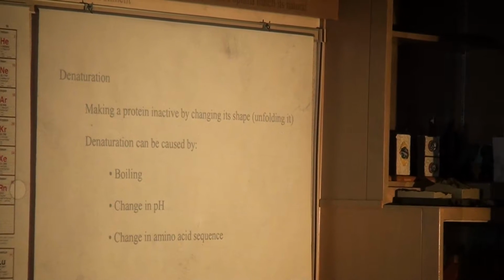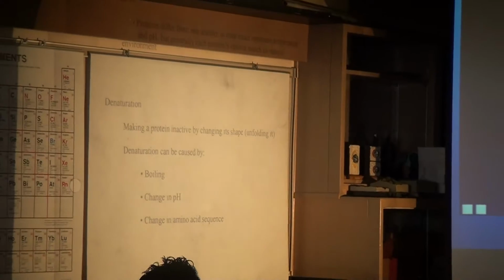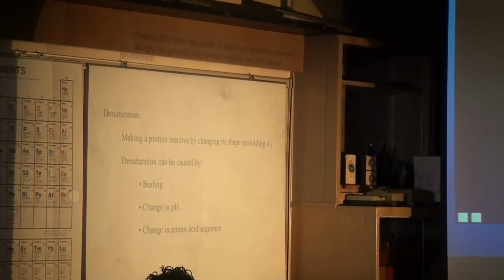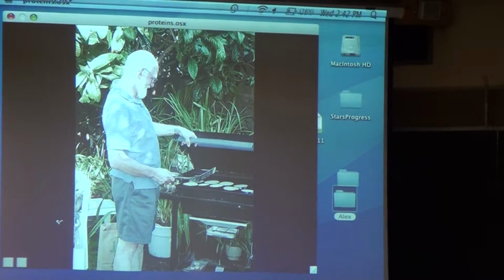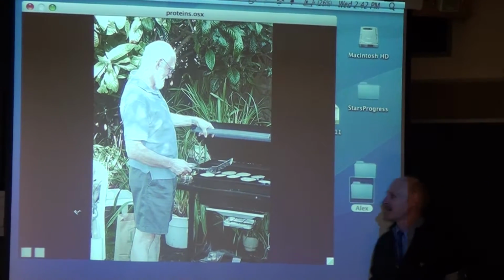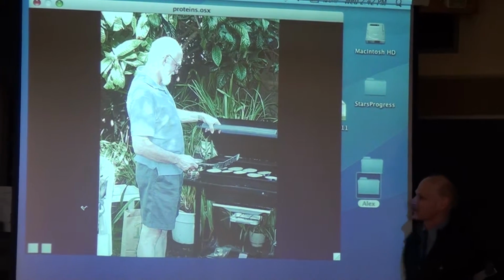Now, the proteins of the meat itself get denatured also, but that's fine. All we're interested in is the amino acids, and all the amino acids are still there, even if you've denatured the protein, so that's fine, but it kills off the bacteria for us.